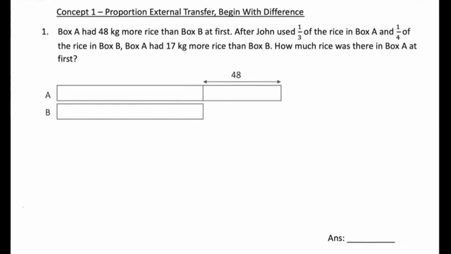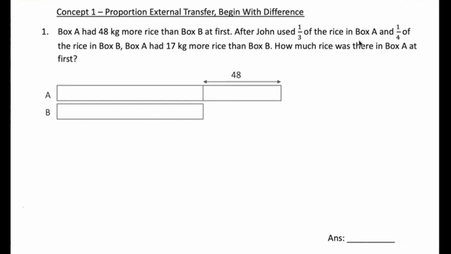Next, you see that there is a transfer. Transfer in this case is used. And the transfer is a proportion, 1/3. If the transfer is John used 2 kilogram, okay, then it is not a proportion transfer question. Okay, so it will be a simple question. Take note, John used 2 kilogram, 3 kilogram, it's a quantity transfer question. But when the question states John used 1/3, then it is a proportion transfer question. A bit more difficult, okay?